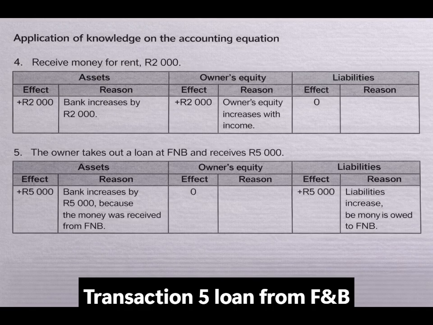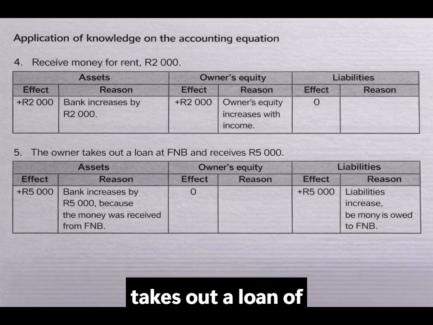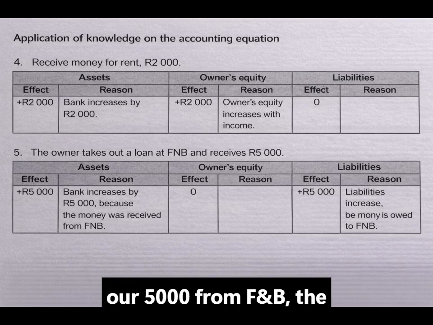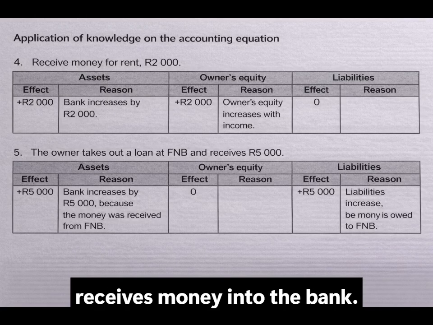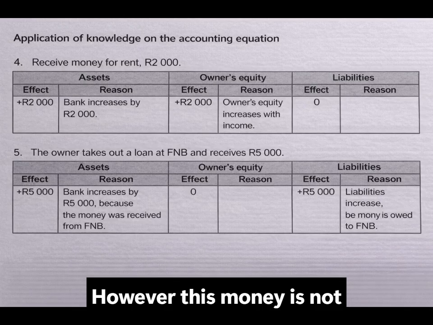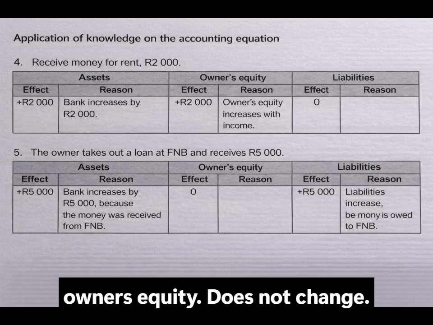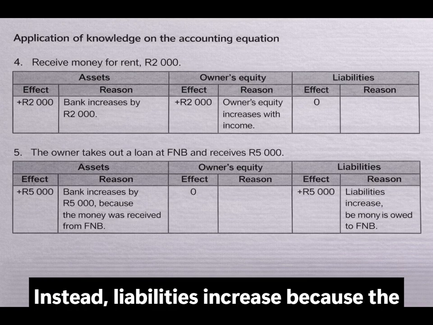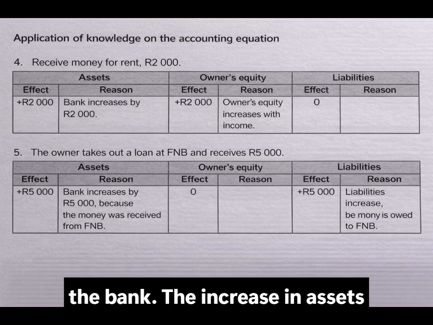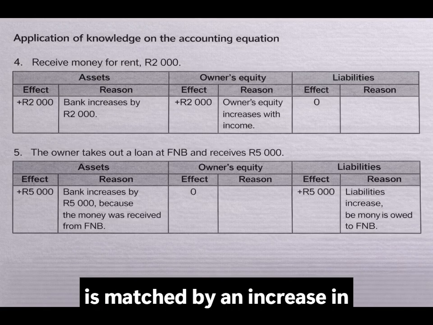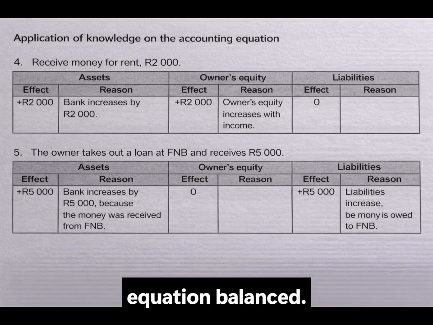Transaction 5. Loan from F&B, R5000. When the owner takes out a loan of R5000 from F&B, the assets increase because the business receives money into the bank. However, this money is not income, it is borrowed, so owner's equity does not change. Instead, liabilities increase because the business now owes R5000 to the bank. The increase in assets is matched by an increase in liabilities, keeping the accounting equation balanced.